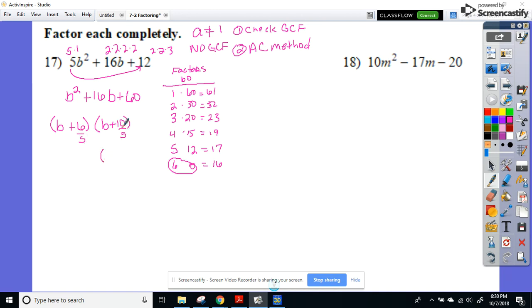10 divided by 5 becomes b plus 2. That's great. So that binomial is now b plus 2. This one's not going to divide. We do not change it to a decimal. We do not leave it as a fraction.